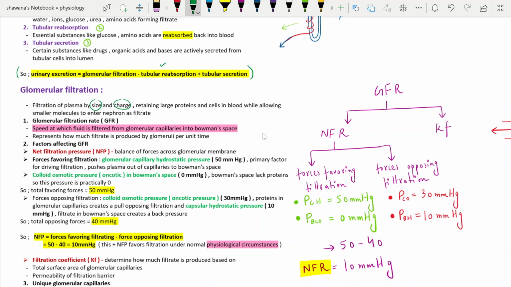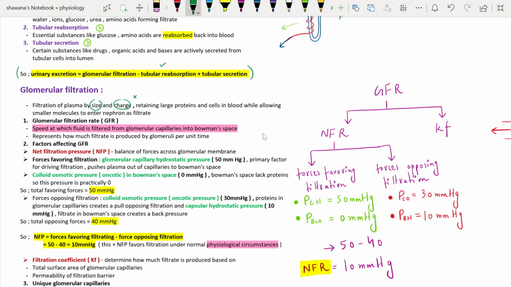These are approximately 70 to 100 nanometers. Any particle or molecule in between that size can easily be filtered. And the glomerular basement membrane is negatively charged because of the sialoglycoproteins and other substances like fibronectin and laminin. They impart negative charge to the glomerular basement membrane. So if the molecule is positively charged, it is attracted, and if it is negatively charged, it is repelled, like albumin. Albumin is an example of a negatively charged plasma protein.